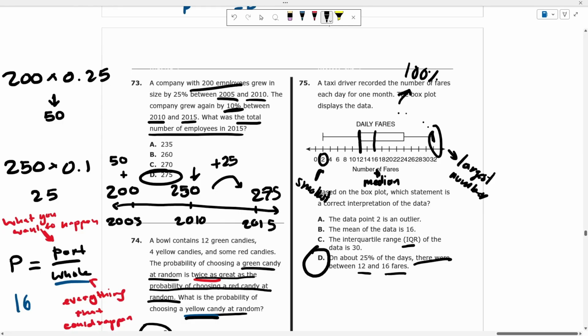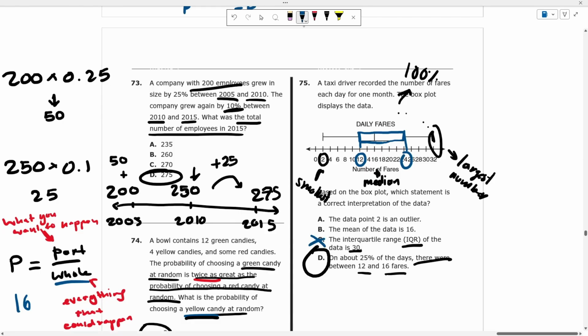The IQR, the interquartile range, is going to be the number at the end of the box minus the number at the beginning of the box. So this is the box. That's why it's called a box plot. So it's the number at the beginning of the box, which is 12, and the number at the end of the box, which is 24. That's going to be the interquartile range, so this choice would be wrong.